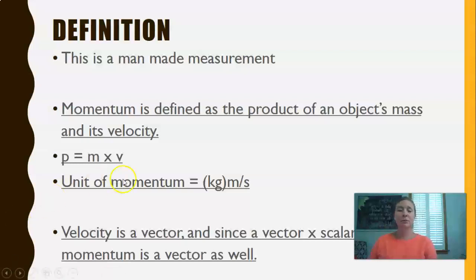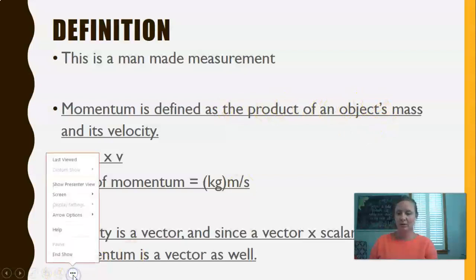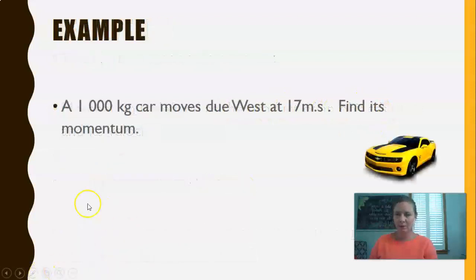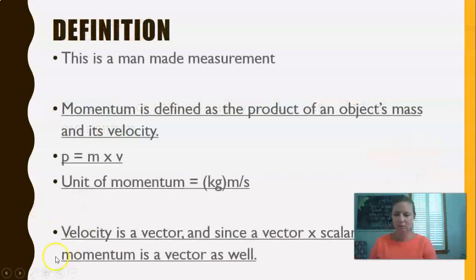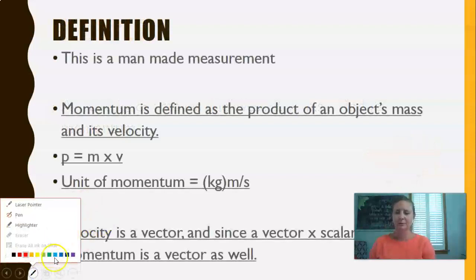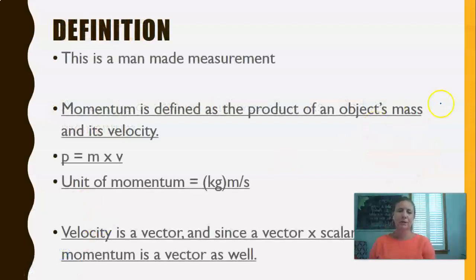So the definition, I do want you to get this down. Momentum is defined as the product of an object's mass and its velocity. I feel like we've used these terms quite a bit, and we're seeing them again. Let me use this blue. So we have mass once again, and we have velocity.